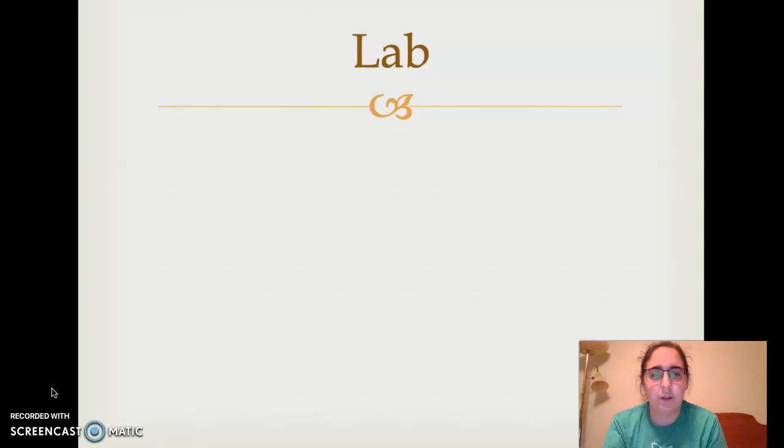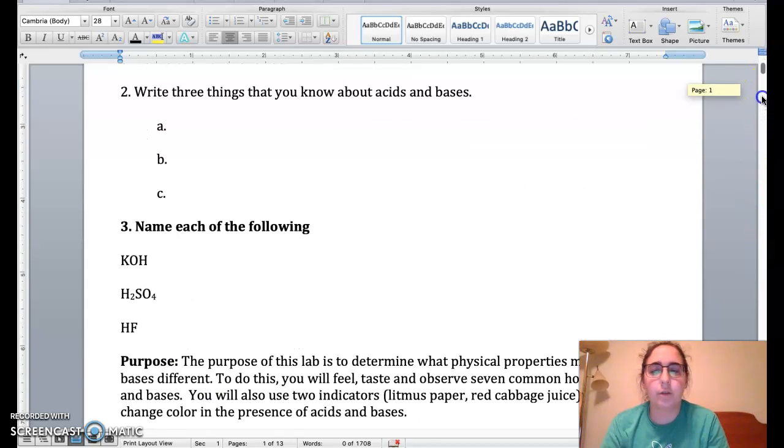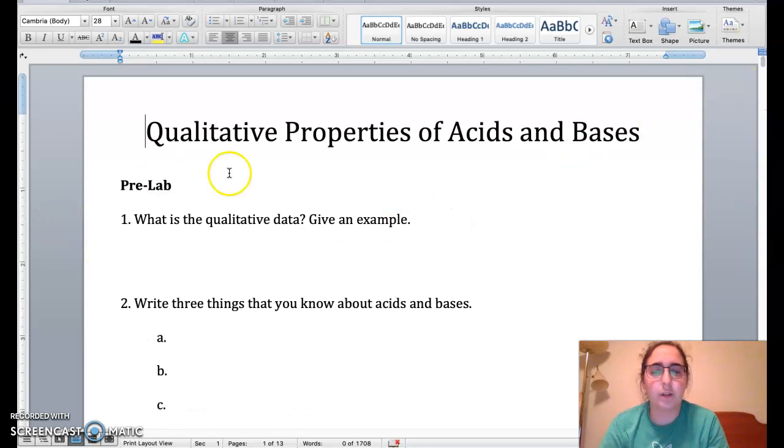So now we'll take a look at the two lab sheets that the students will get. The first lab is the qualitative properties of acids and bases. They'll start with a pre-lab. The first question is just, what is qualitative data? This is something we would have talked about at the beginning of the year. This is just to remind them that they will be looking for descriptions of things during this lab, not numbers.